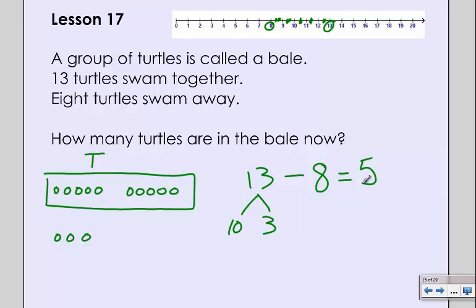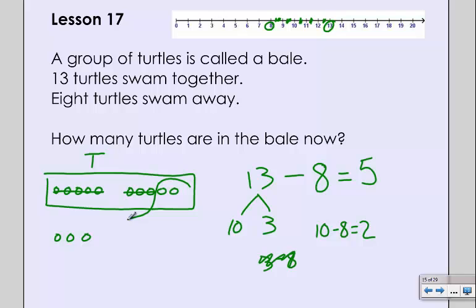And so one thing I always check is, can I take the 3 ones and subtract 8 ones? Well, I know that's not possible, so I'm going to have to take from the 10. And I can do this. I can take from my 10 and take away 8, which leaves me with 2. I'm going to do this as well in my picture. I'm going to look at my 10, and I'm going to take away 5, and then 3 more.